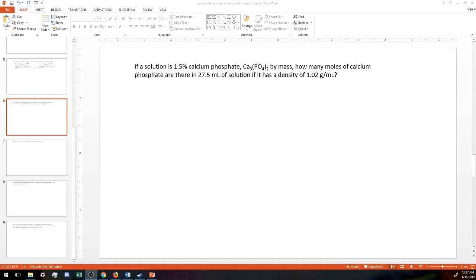If a solution is 1.5% calcium phosphate by mass, how many moles of calcium phosphate are there in 27.5 milliliters of solution if it has a density of 1.02 grams per milliliter? To start with this problem, I'm going to convert my volume into mass.